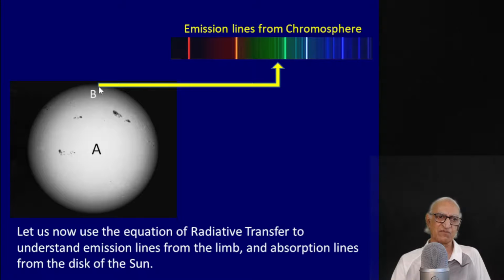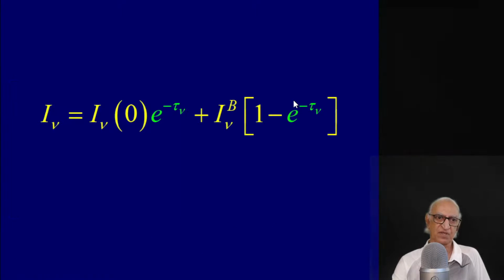Why is it that when we look at the limb of the sun, the spectrum of light from the chromosphere just before the totality of the eclipse, you see emission lines? Let's try to understand this.